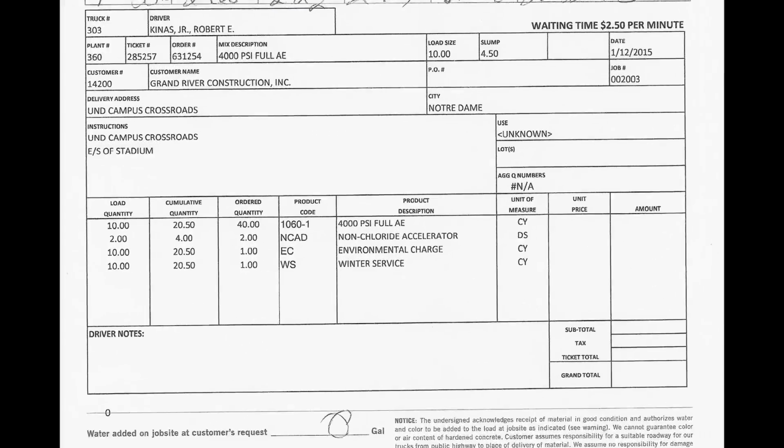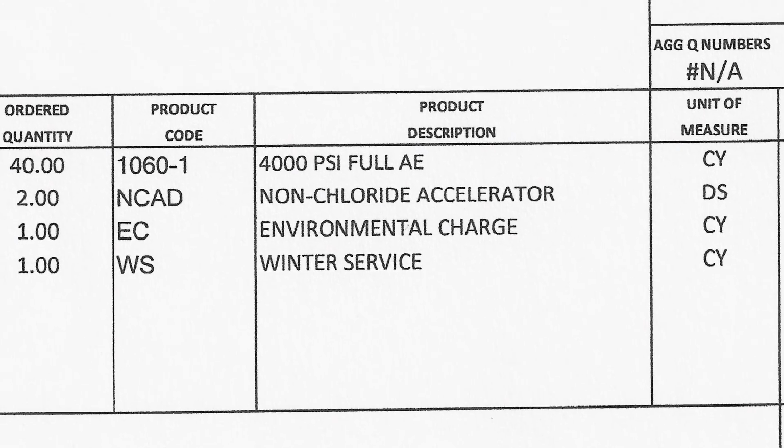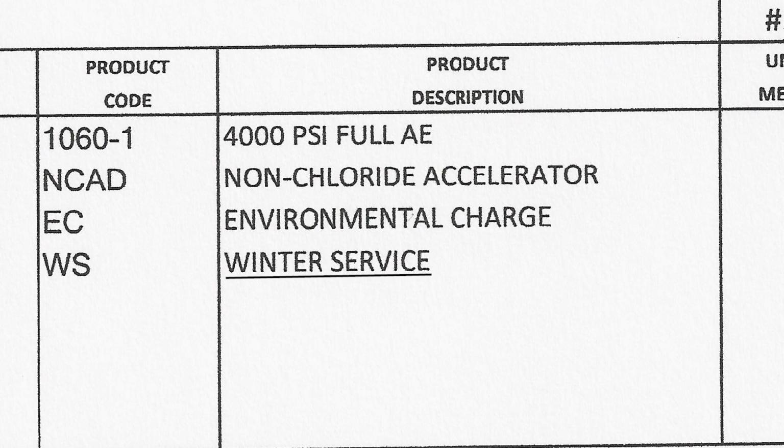The final type of extra product on a ticket are service charges. In the winter, hot water and heated sand must be added to concrete to keep it from freezing. The winter service charge reflects these added costs.